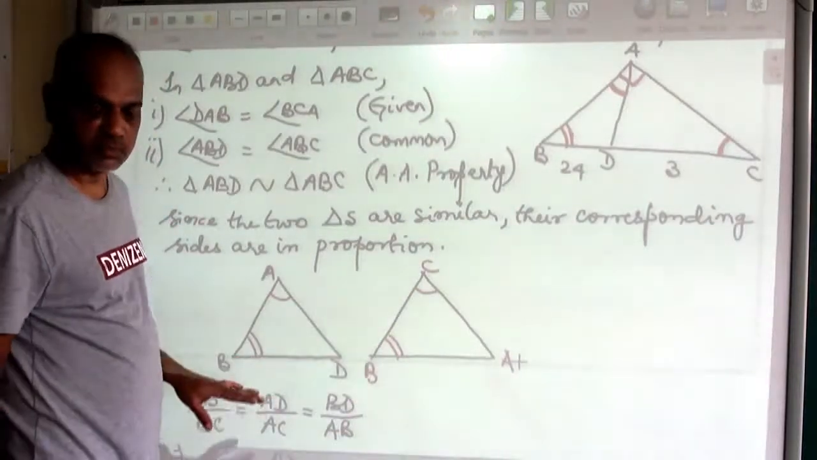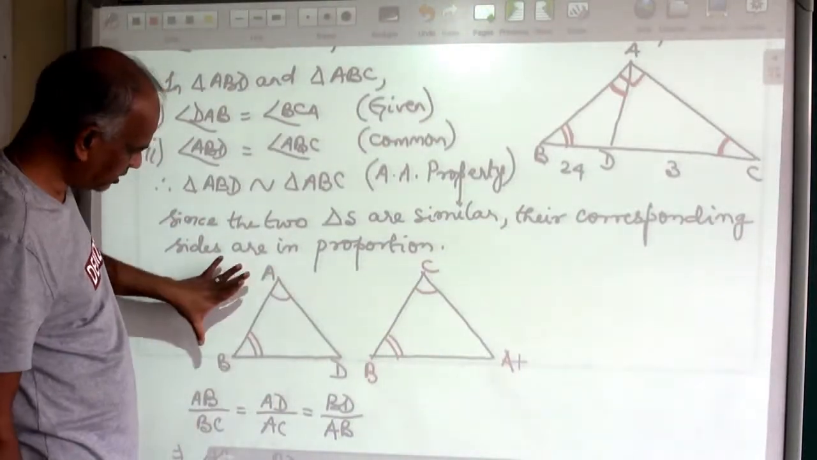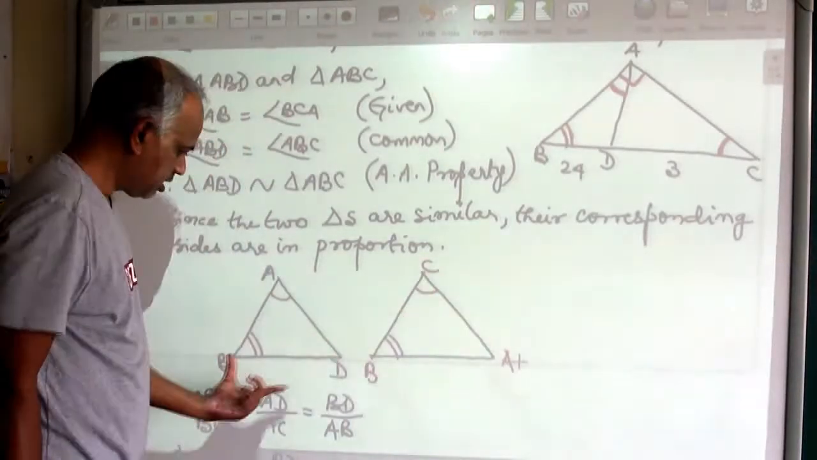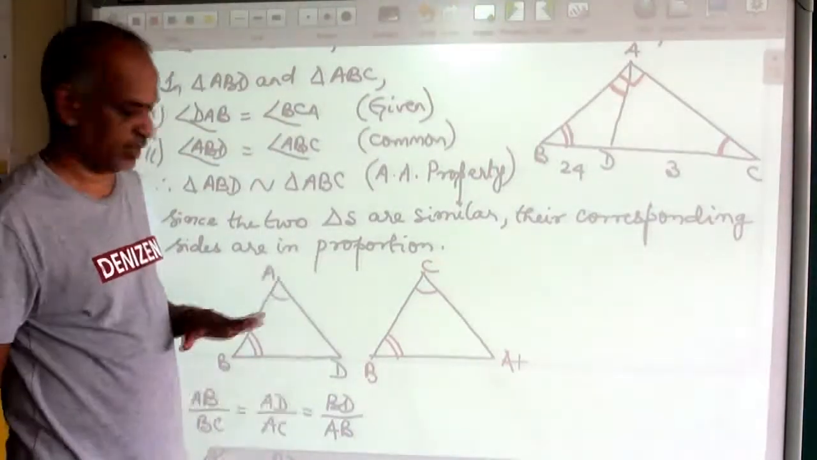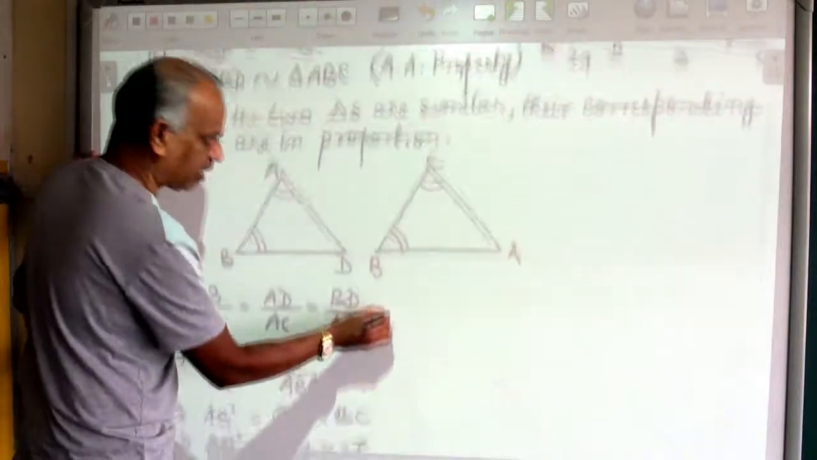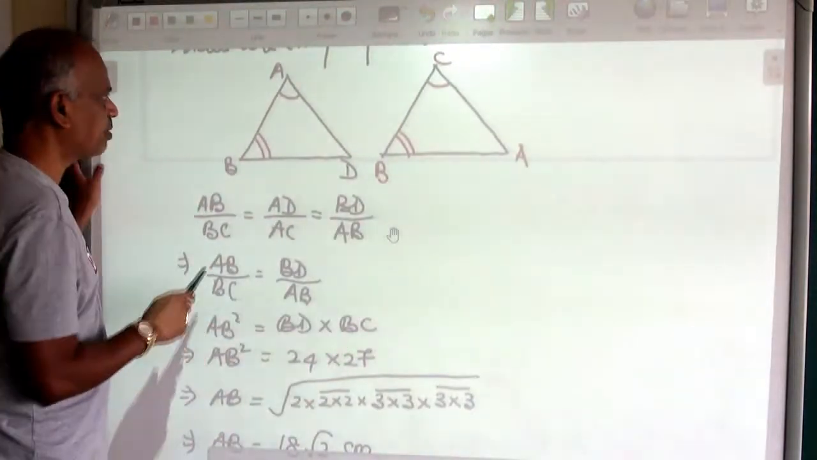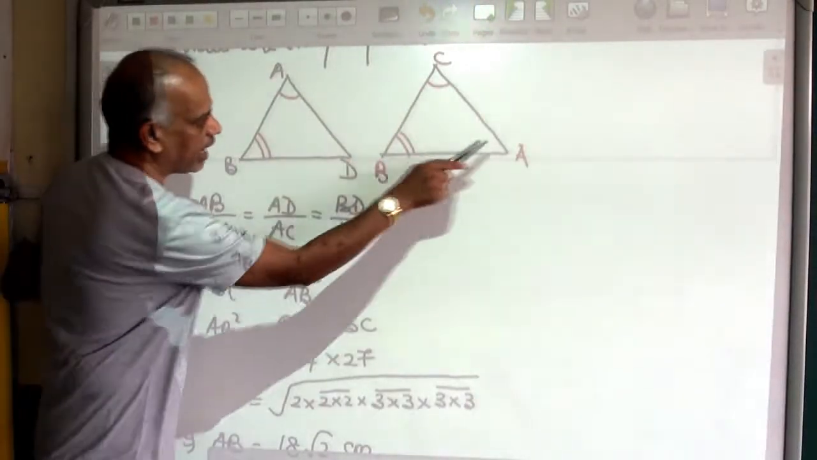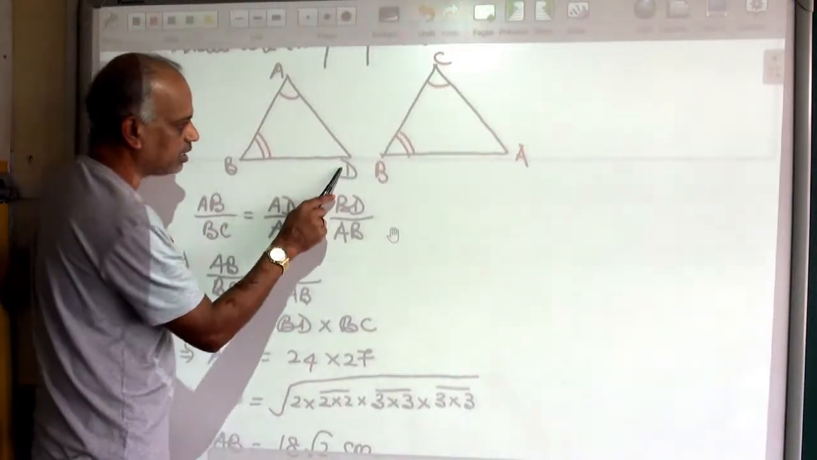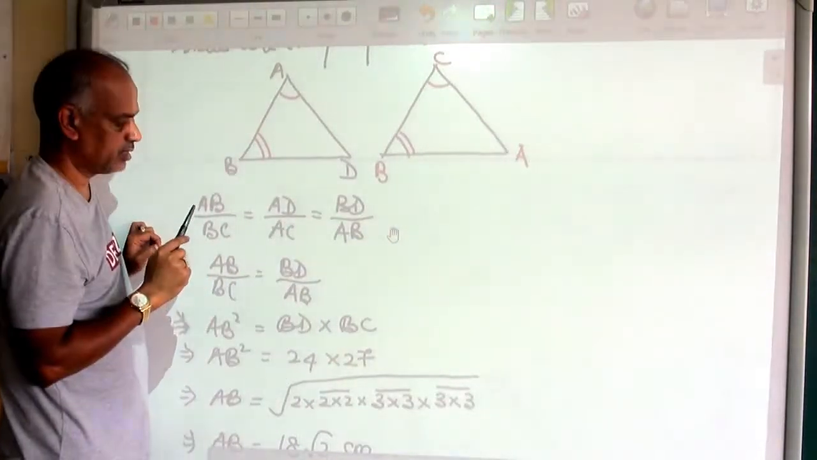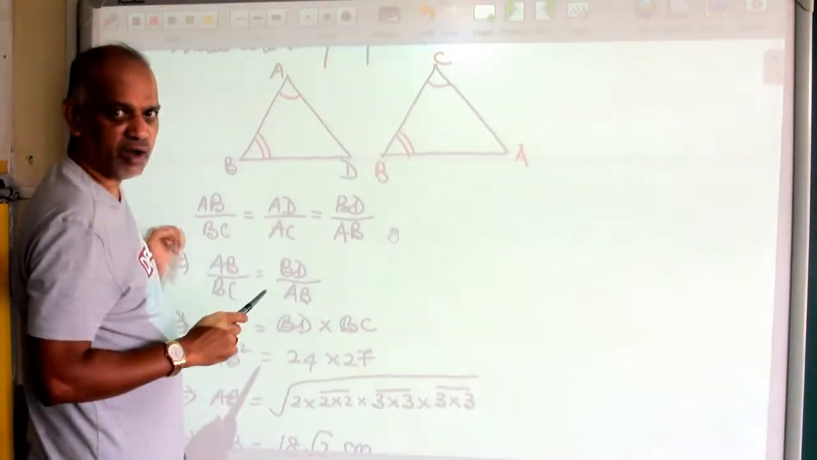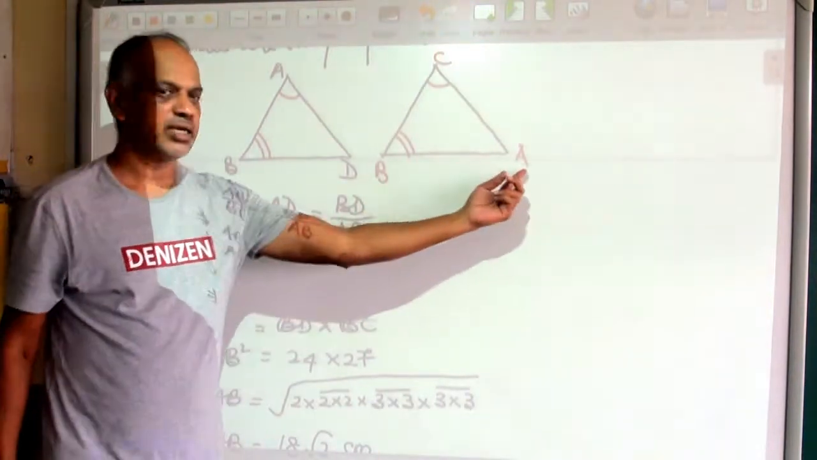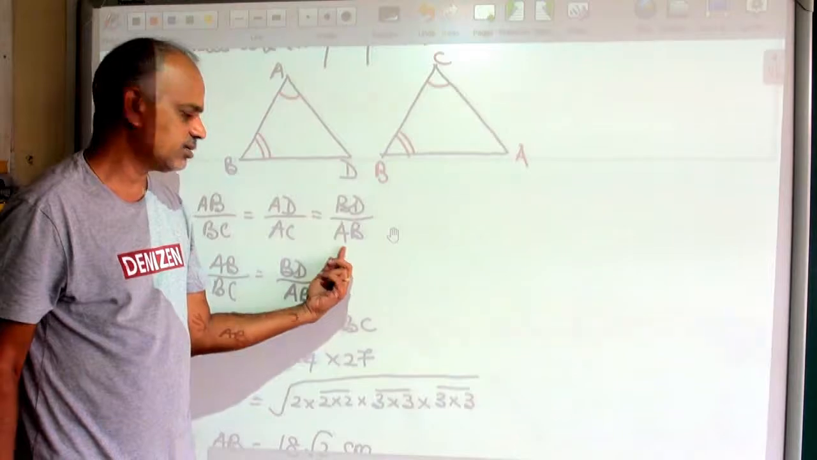Now both look the same. It's easy to find which are the corresponding sides. AB and BC are corresponding. AD and AC are corresponding. BD and AB are corresponding. Once you know this, now write the proportionality looking at these two figures. So the proportionality is AB by BC is equal to AD by AC is equal to BD by AB. Always write these sides according to alphabetical order, then it's easier. I could have written BA, but write it according to alphabetical order. A first, then B.